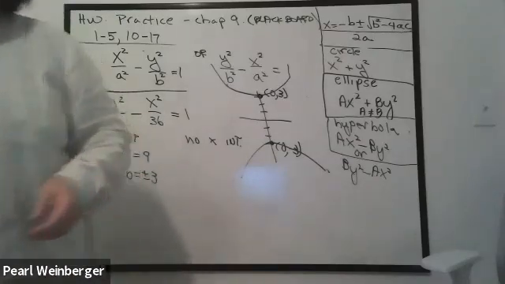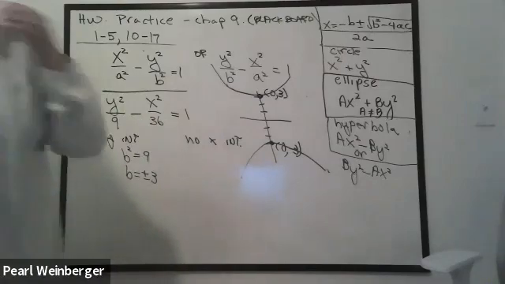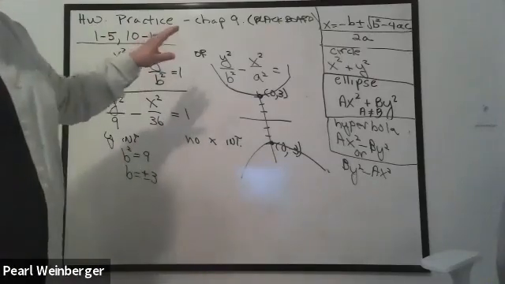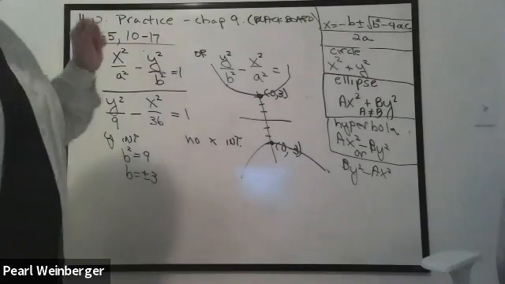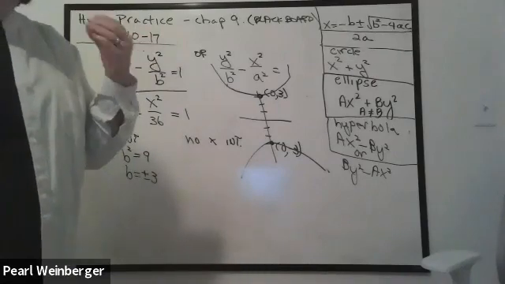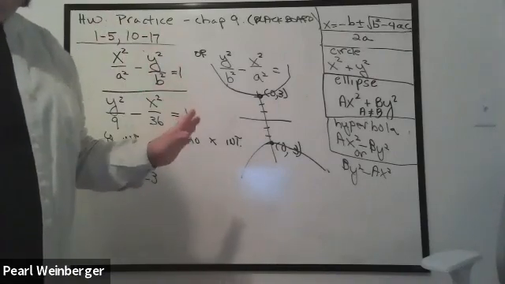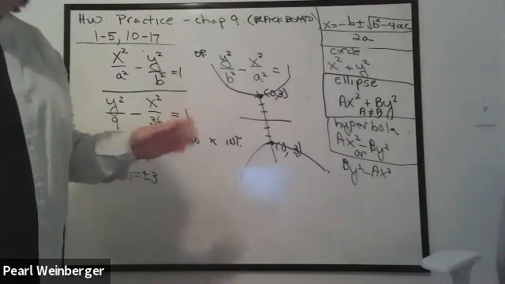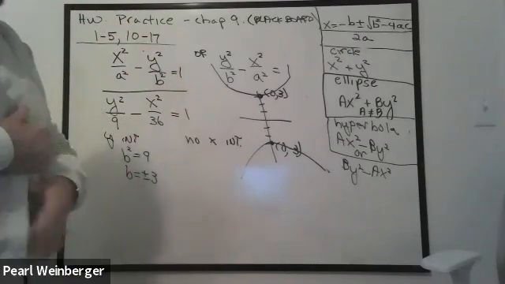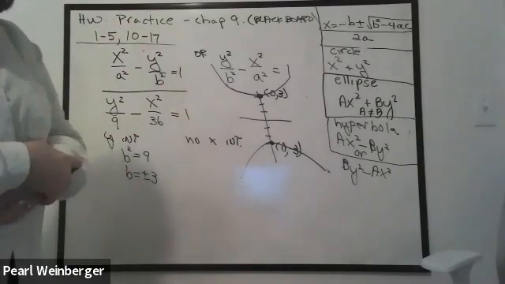Okay, so that leaves us with the only thing that we are left to do in terms of conic sections, which is the last type of conic section, called a parabola. That's what we're going to be covering on Tuesday.